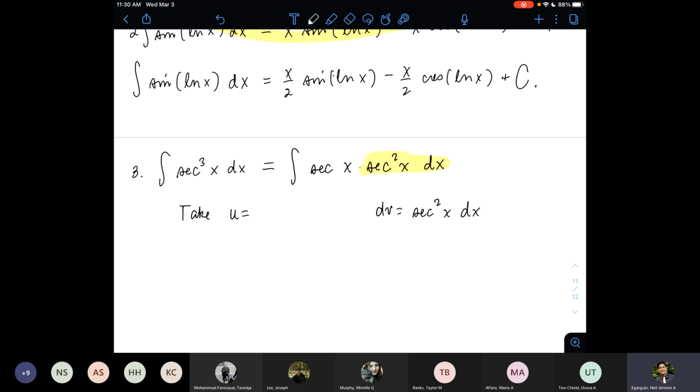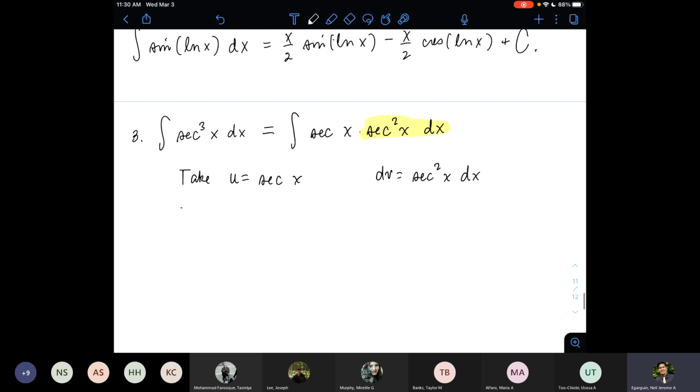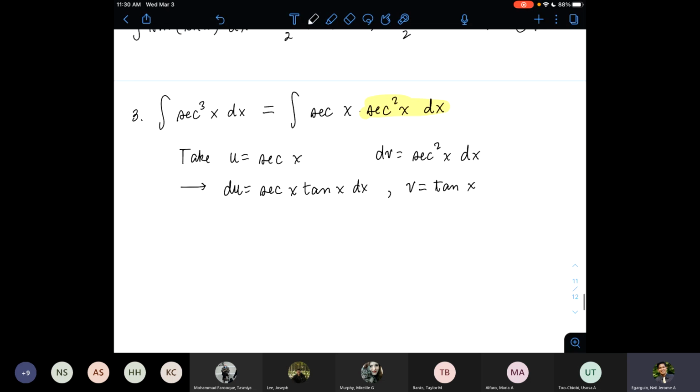Because again, dv should be an easily integrable function, right? And whatever remains would be my u, the secant. Okay, you compute for du, you'll have secant x tangent x dx there, and then v would be the integral of secant squared x, or an antiderivative of secant squared x, which is just tangent x.